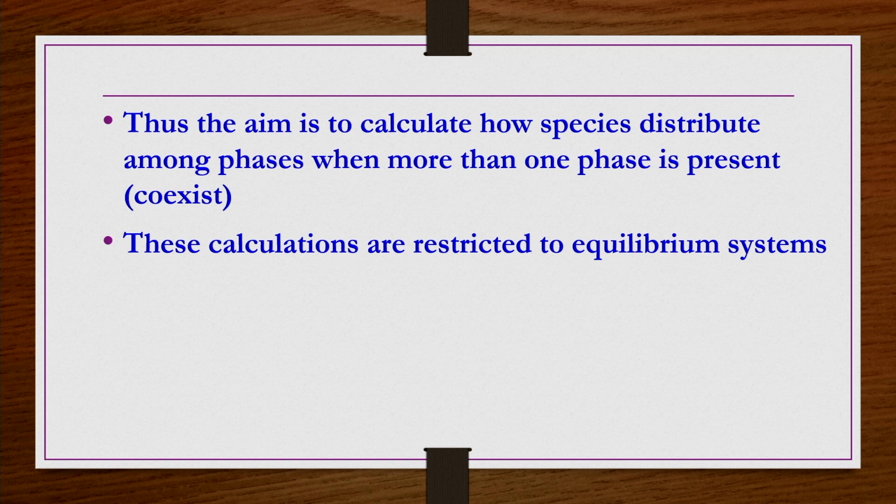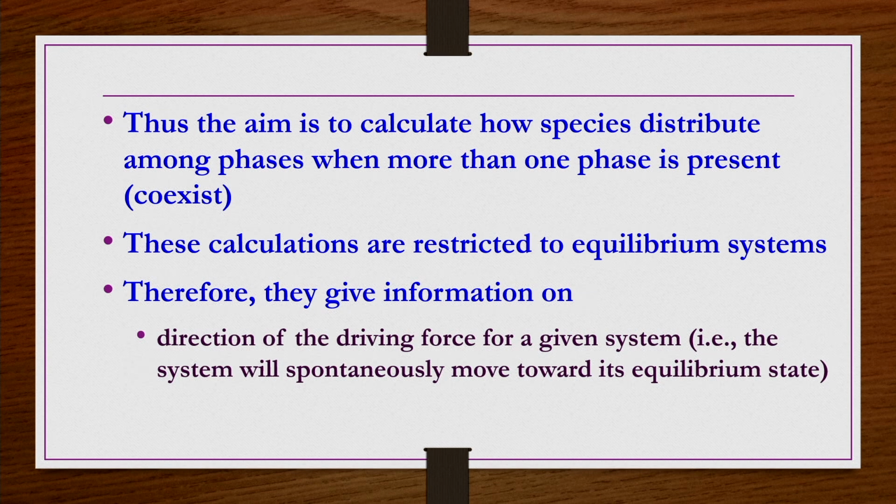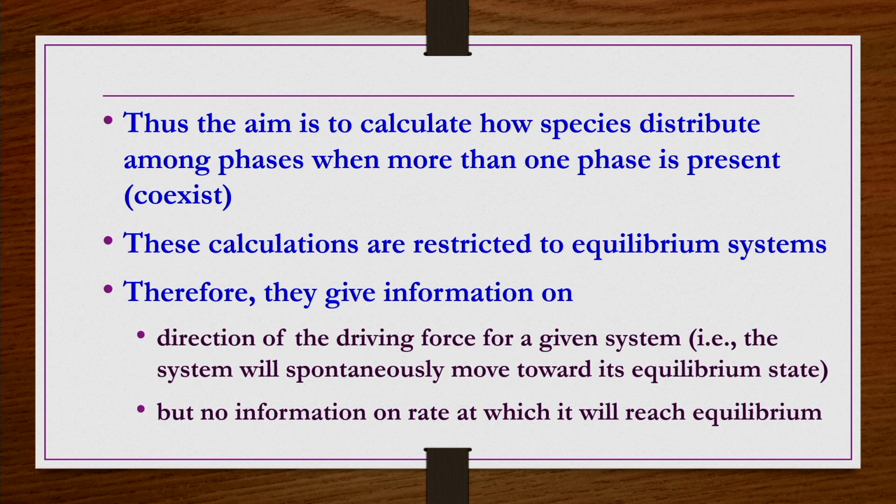These calculations are restricted to equilibrium systems only. Therefore, they give information on the direction of the driving force for a given system, that is, the system will spontaneously move toward its equilibrium state, but that will not give the information on the rate at which it will reach equilibrium.